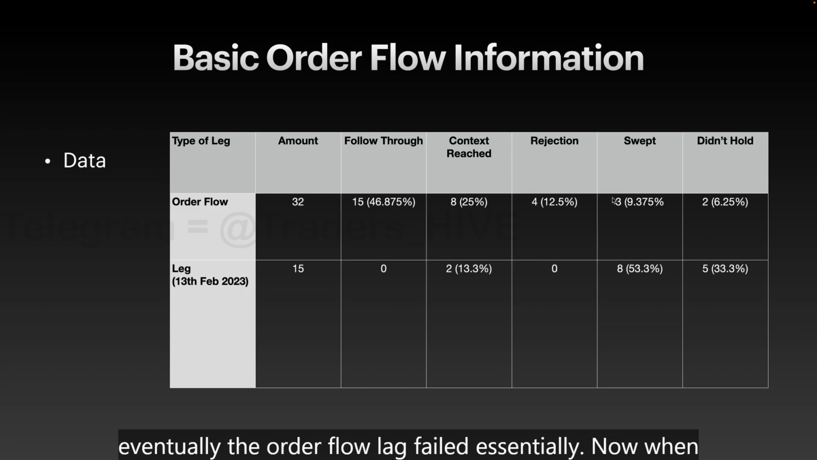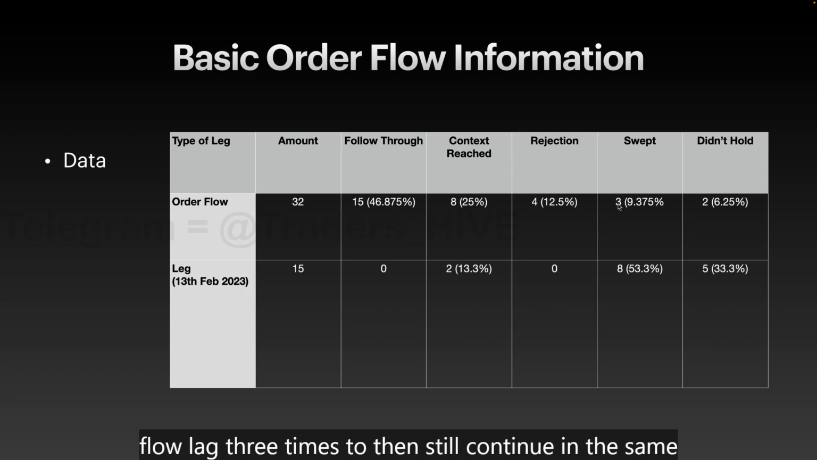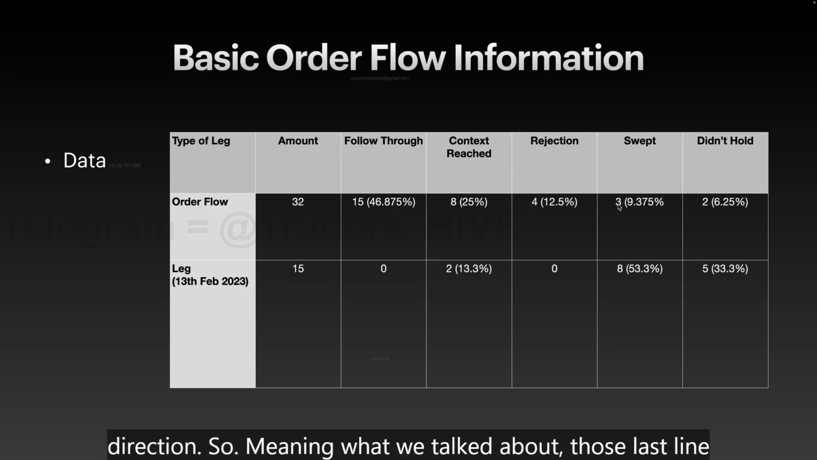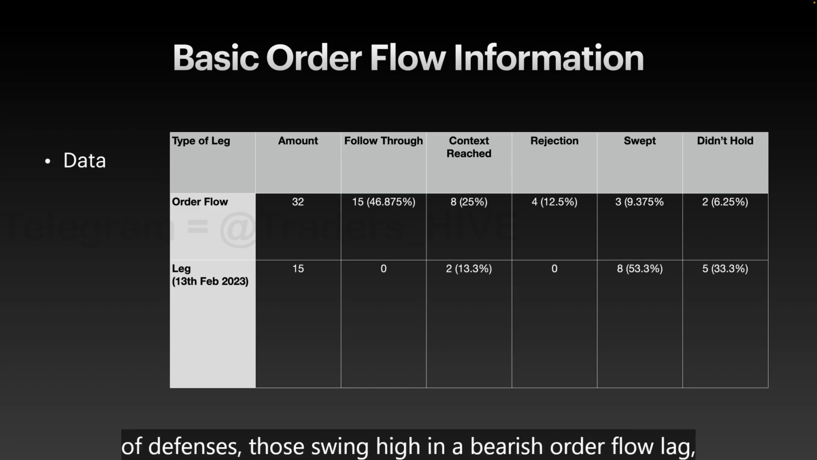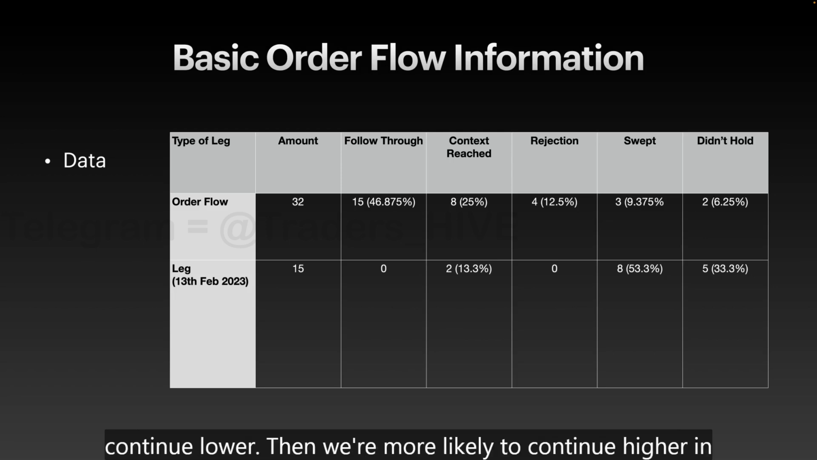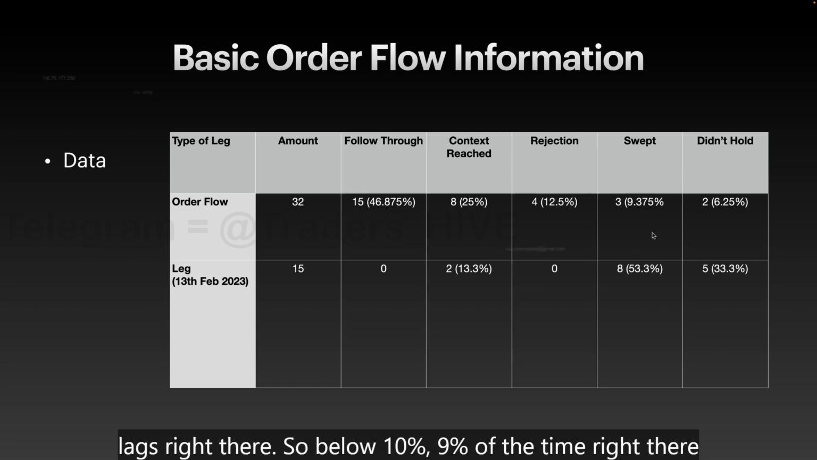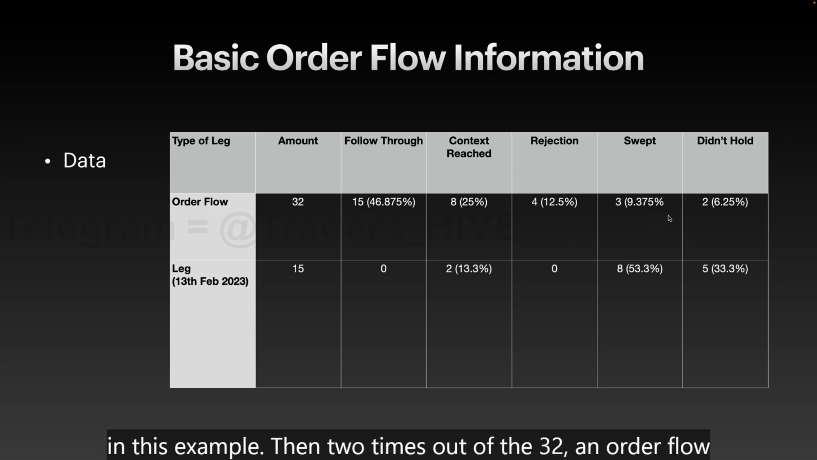Now, when we talk about, again, the swept right here, we swept an order flow lag 3 times to then still continue in the same direction. So meaning what we talked about, those last line of defenses, those swing high in a bearish order flow lag, we are not likely to sweep that swing high to then still continue lower. Then we're more likely to continue higher in general. That happened 3 times out of the 32 order flow lags right there. So below 10%, 9% of the time right there in this example.